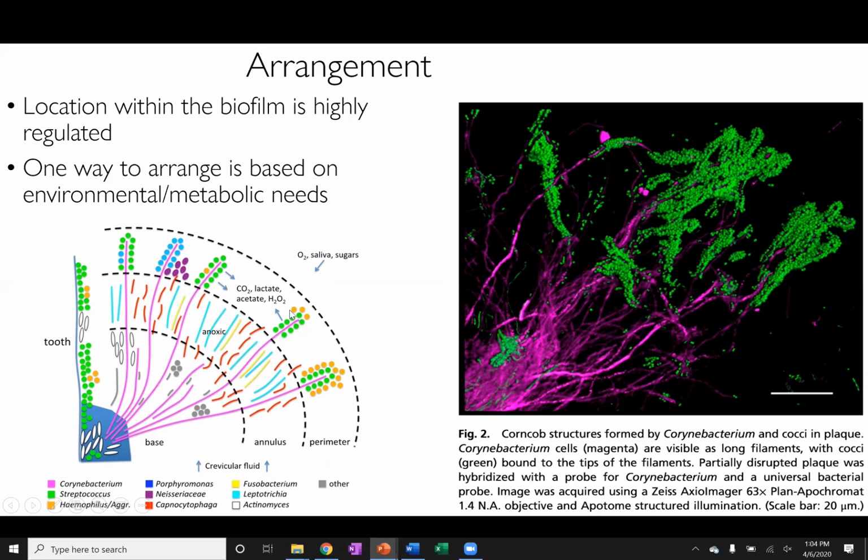But what you also notice is they're organized to exchange compounds with one another. So they intake saliva and sugars, and they have the cross release and sharing of byproducts, whether it's CO2, lactate, or acetate. And depending on where you are, you have access to different compounds, whether it's natural from the environment or produced by one of your biofilm friends.